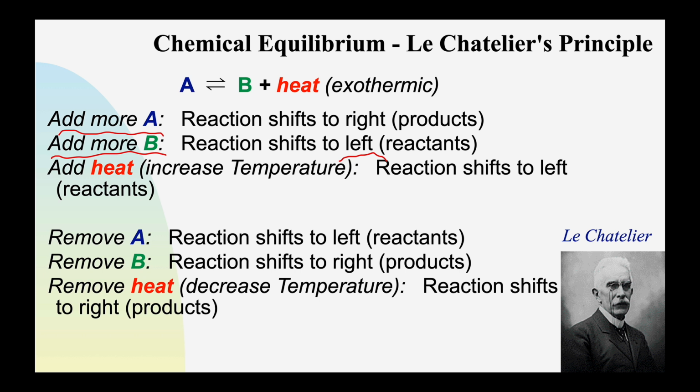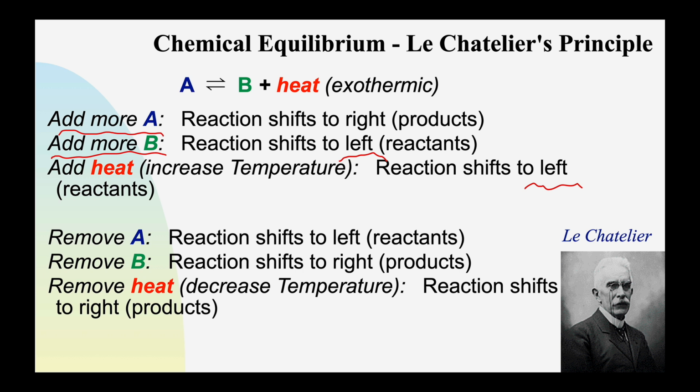This also applies to heat. Now in this example, this is an exothermic reaction. So let's say we increase the temperature. That's like adding heat. And by Le Chatelier's principle, if you add anything, even heat, it's going to try and get away from it. So in this problem, if you increase the temperature and it's exothermic, it's going to shift to the reactant side, to the left side. Heat is just like a reactant or product.